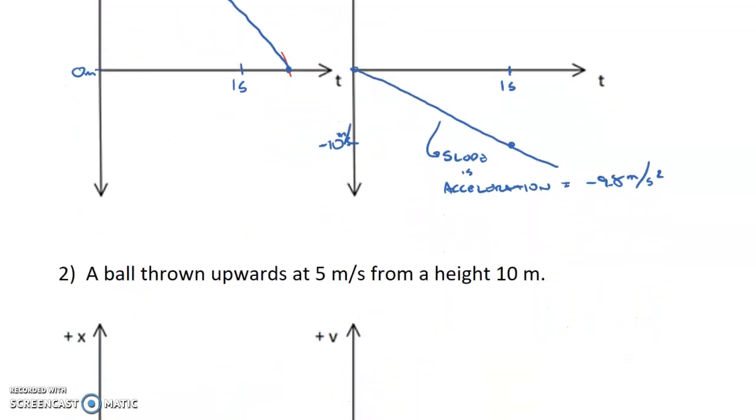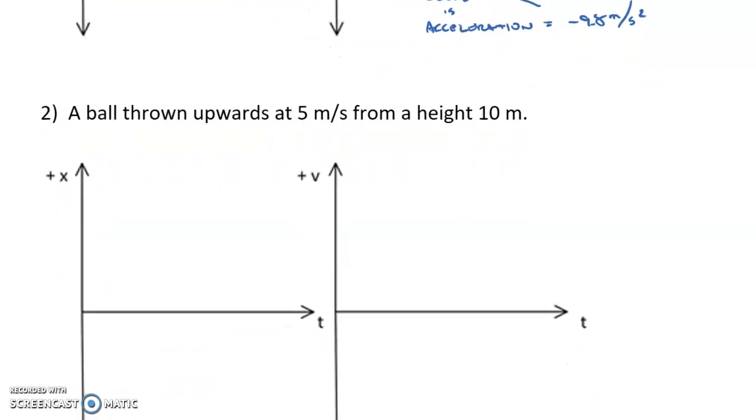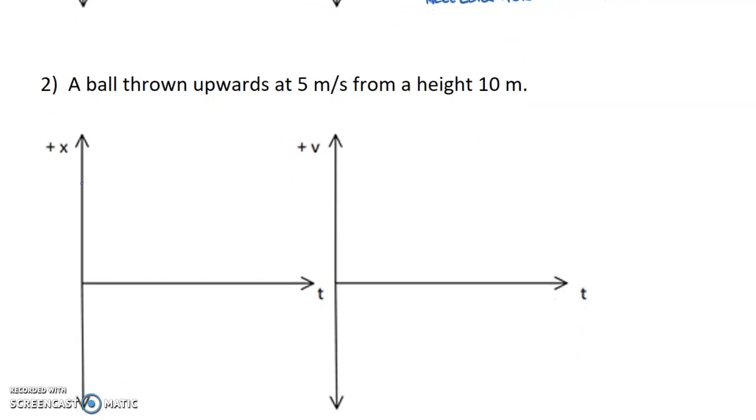Let's move on to another one. Now we have a ball thrown upwards at 5 meters per second from a height of 10 meters. So if we look at the position time graph, we again start at the 10 meter mark, except this time it's not at rest. It's going to have some kind of positive slope.